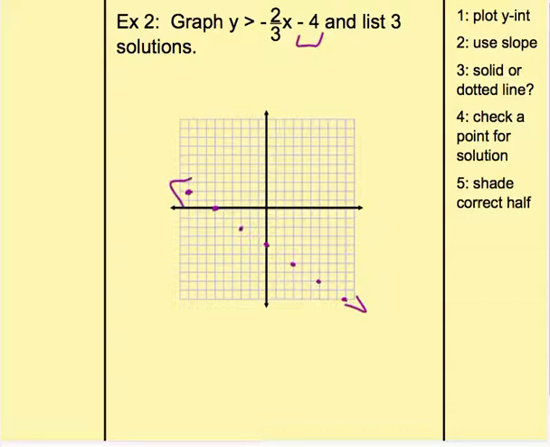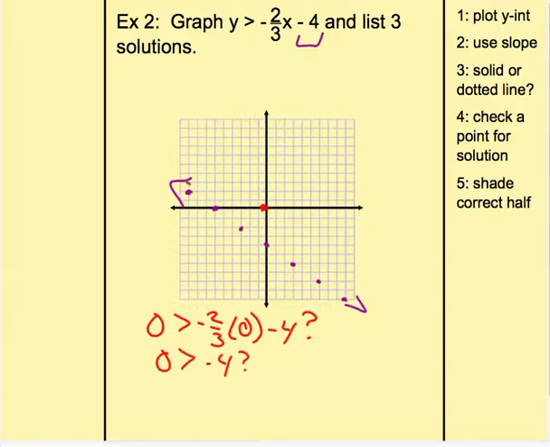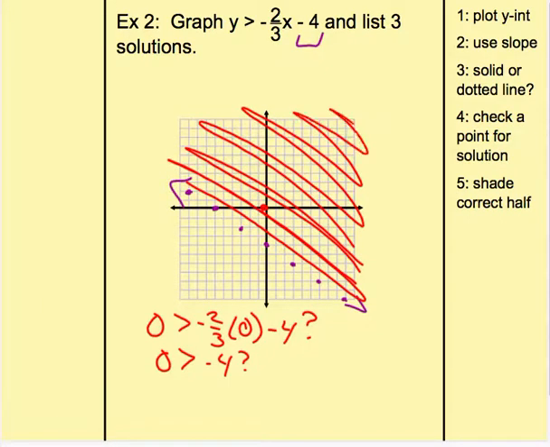Check a point for a solution. Again, nicely enough, ours does not go through 0, 0, so I'm going to substitute 0 in for x and y to see if my inequality is true. Is 0 greater than negative 4? Yes. So I will be shading on the same side of the line where the origin is.